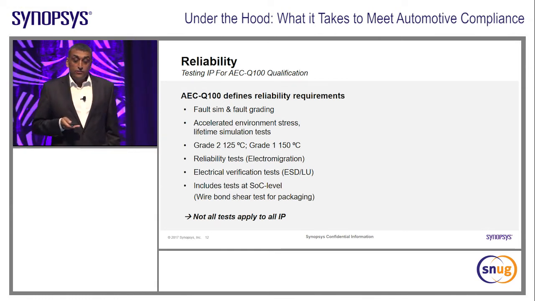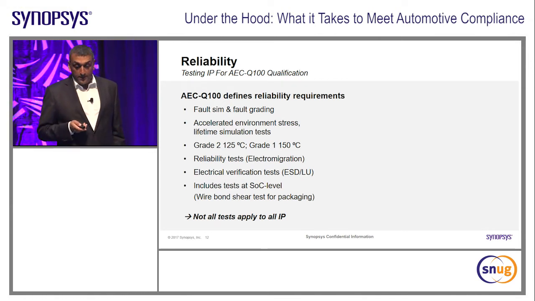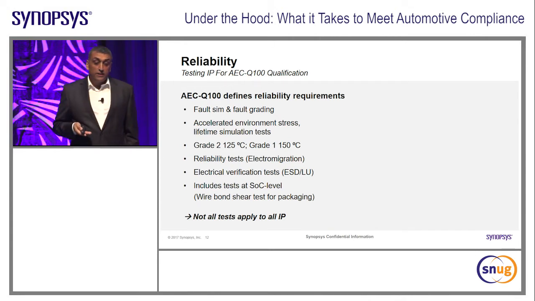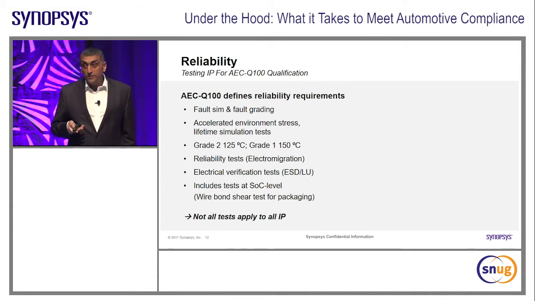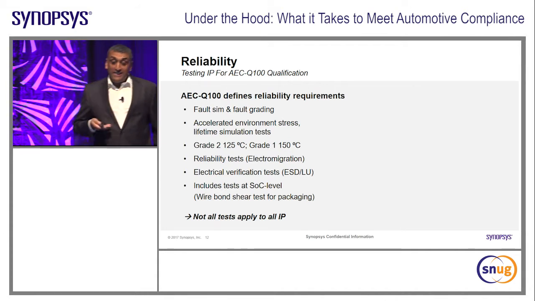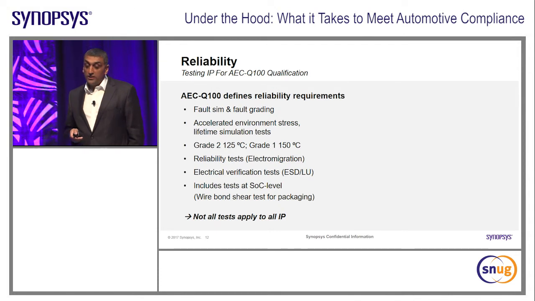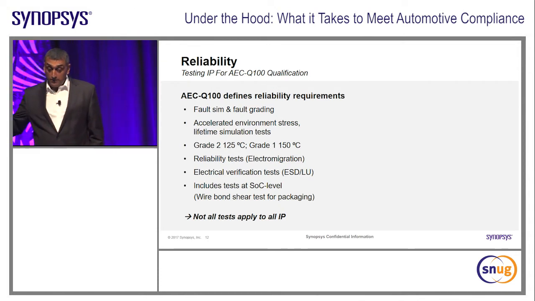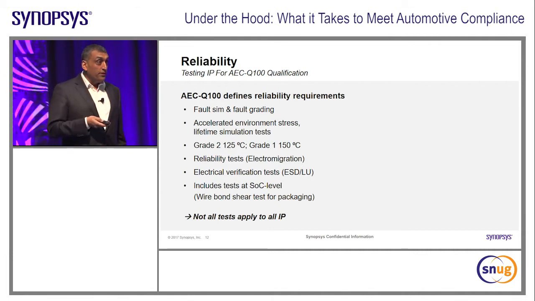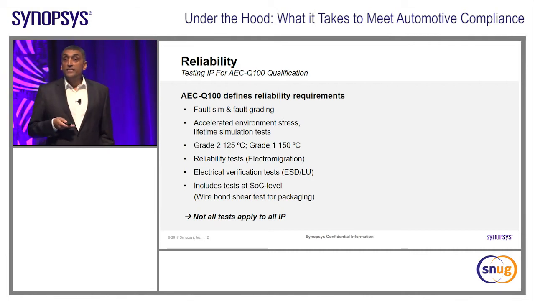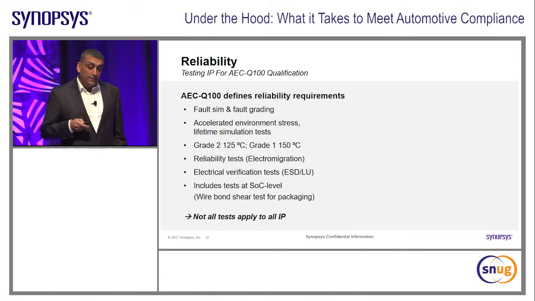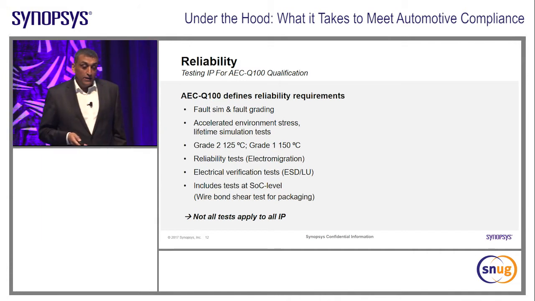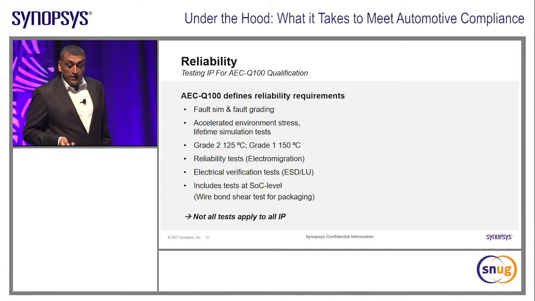This is all defined by AEC Q100. This defines the reliability requirements. And I've given some examples here. You're looking at things like fault simulations, fault grading. You're looking at accelerated environmental testing and lifetime simulation tests. You have a specification on the temperature. So in automotive, we talk about grade 2, grade 1. These refer to the junction temperature of the device. Grade 1 is the most rigorous. It's at 150 degrees junction. You have reliability tests related to electromigration.